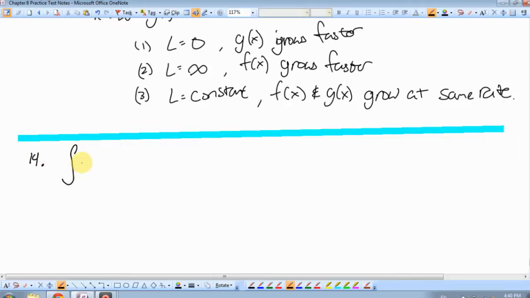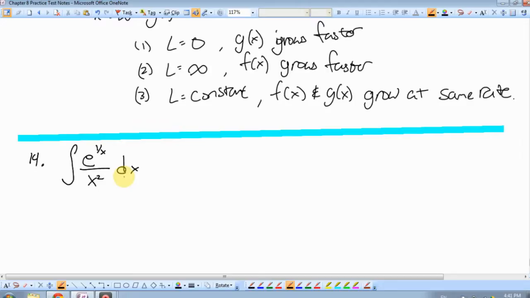Let's take a look at the antiderivative of e to the 1 over x over x squared dx. I'm just looking at the antiderivative right now, and I have to decide which method to use. There's an exponential here, so clearly this is not a simple integral. That brings me to substitution.